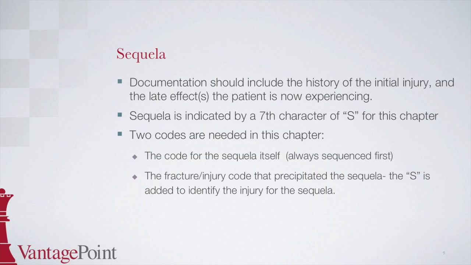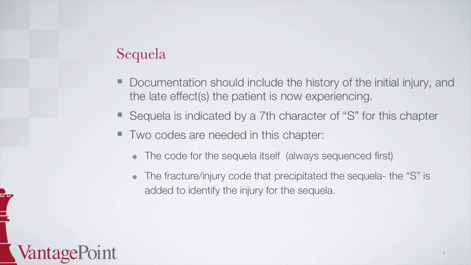The 7th character S for sequela is used for both traumatic fractures and all other types of injuries in this chapter, including burns and poisonings. The S is applied to the initial injury code to indicate that a condition is a late effect of the initial injury. Therefore, documentation should include the history of the initial injury and the late effect or effects the patient is now experiencing. In this chapter, 2 codes are needed to depict a sequela or late effect.